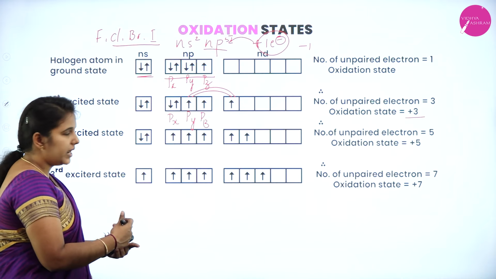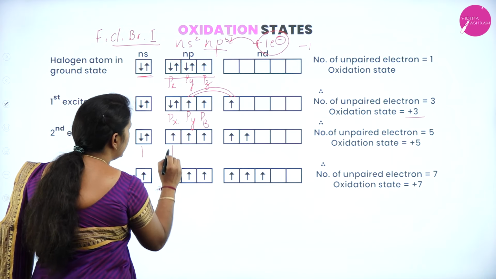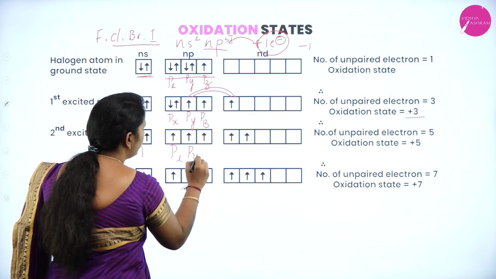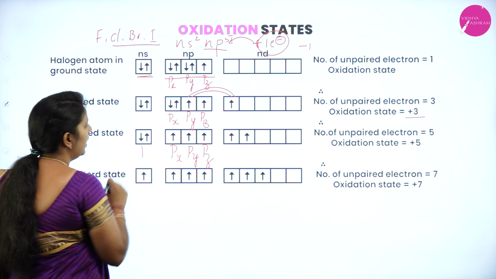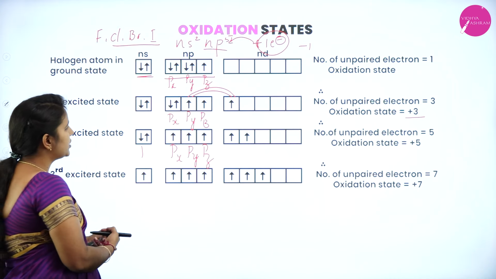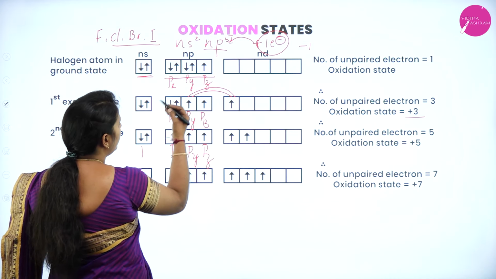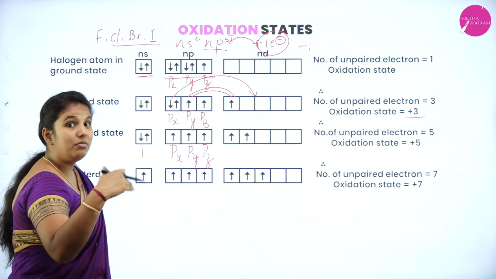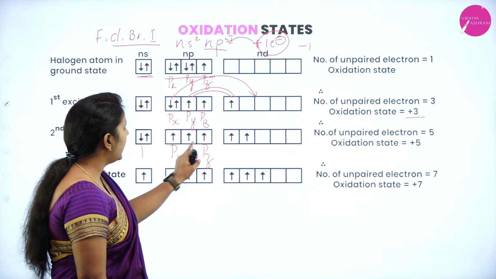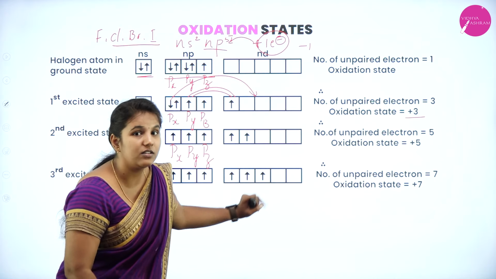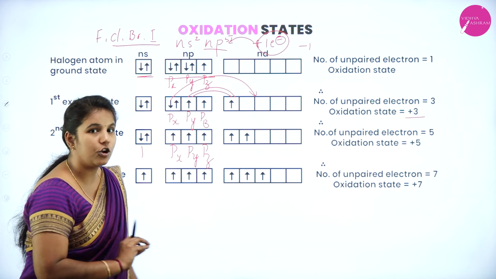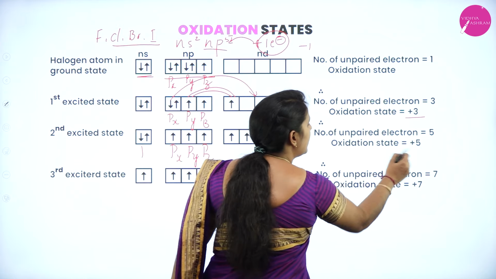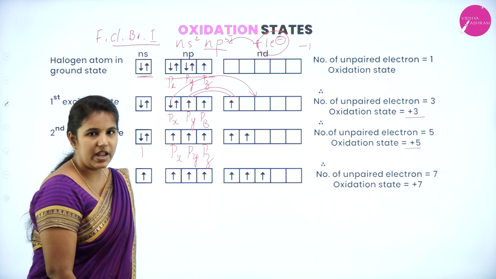Similarly, in the second excitation state, you can see that again this is Px, Py and Pz. Again, in the second excitation state, one of the electrons from the Px has shifted to the empty d orbital. Thereby, it shows how many unpaired electrons? 5 unpaired electrons. Thereby, it shows a +5 oxidation state.